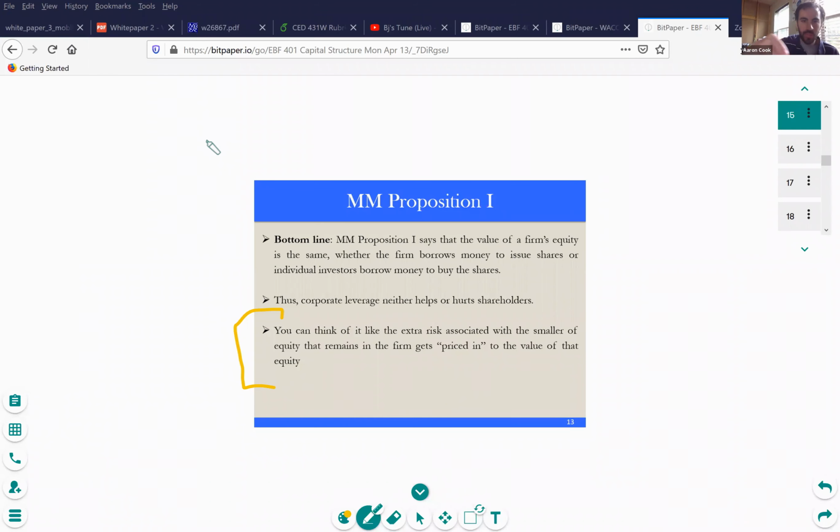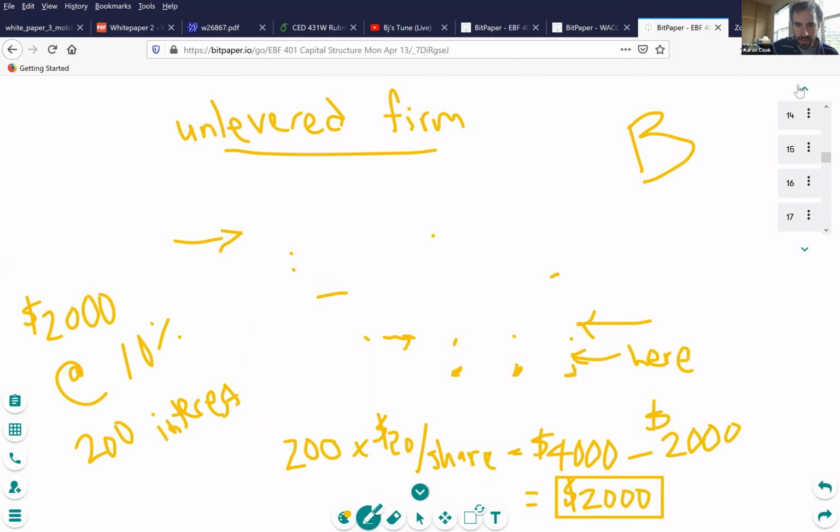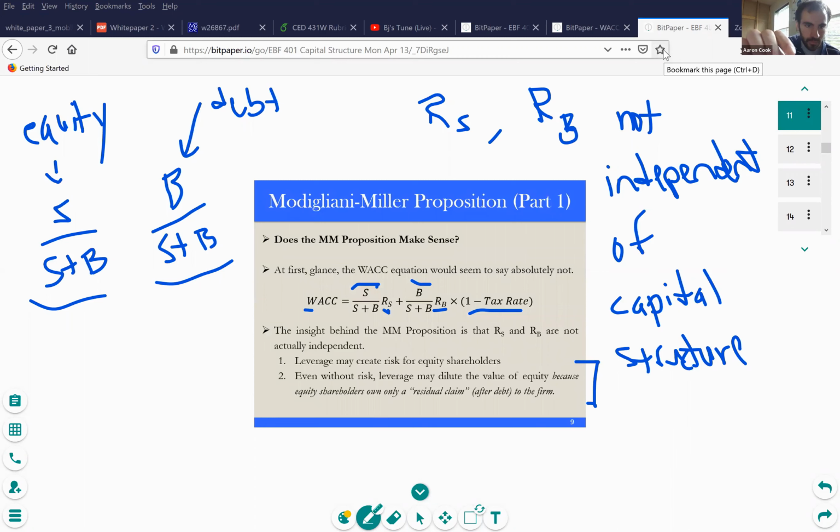We got a question in the chat about return on equity and return on debt. Let me go back to that. That's a good question. This is the slide. If we take this WACC equation at face value, with RS the return on equity and RB the return on debt, and we take the tax rate as given, it appears that we can change the WACC by changing the shares of debt and equity.